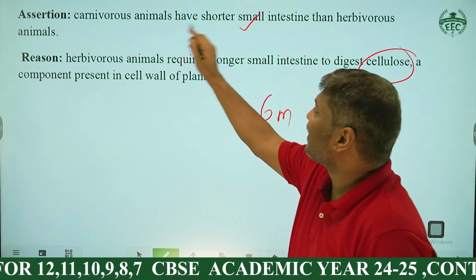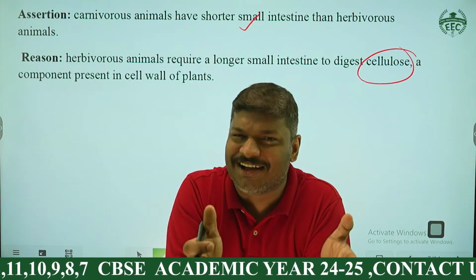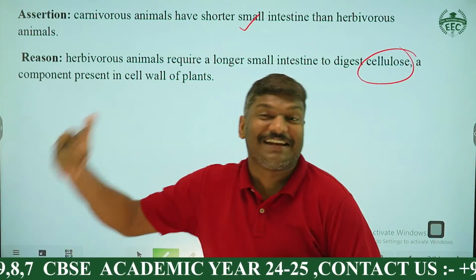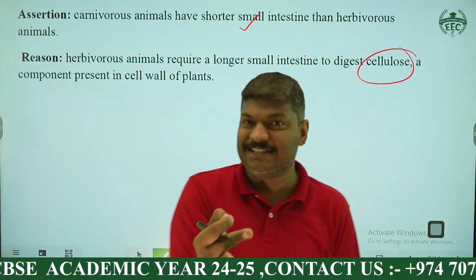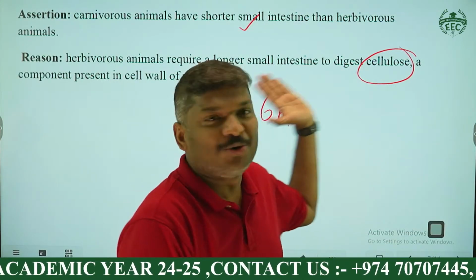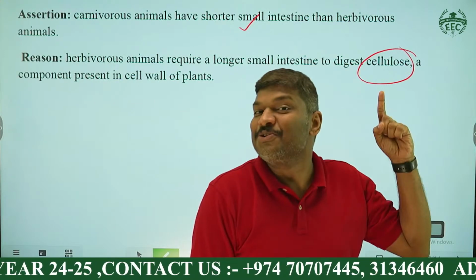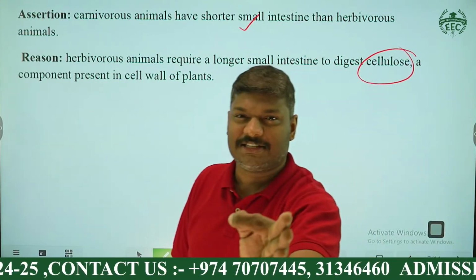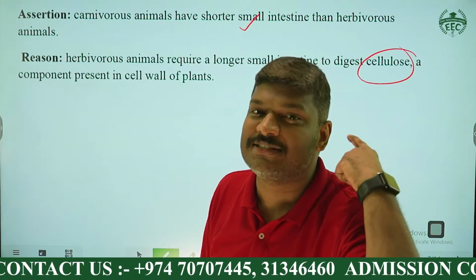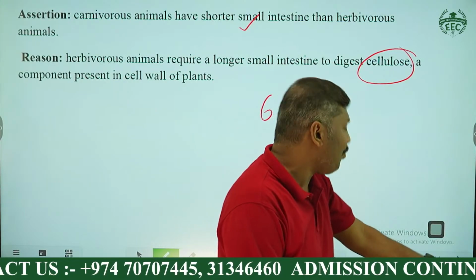And you know that here the carnivorous animals have shorter and herbivorous animals are having longer. The well-defined reason is given in the second one, and that is that herbivores digest cellulose. So both assertion and reason are correct, and the reason is the correct explanation for the assertion. So the option is A. A is the option, my dear students.